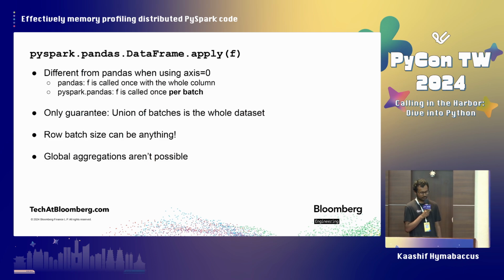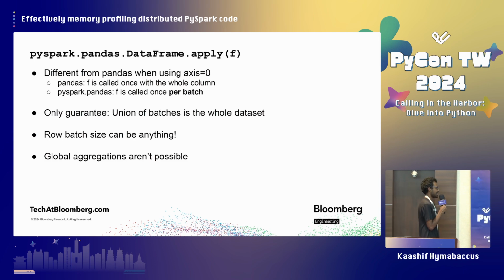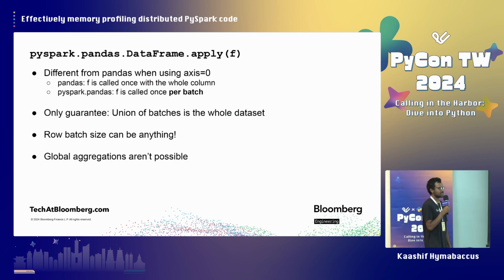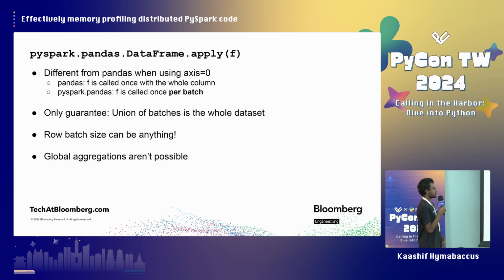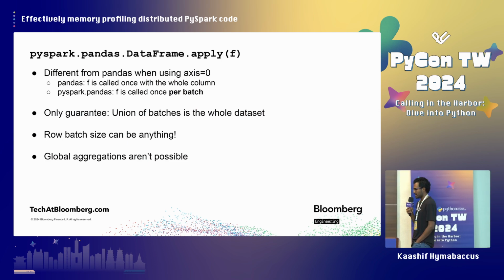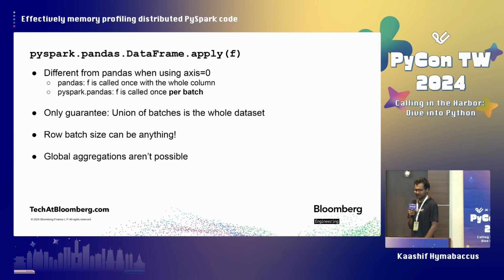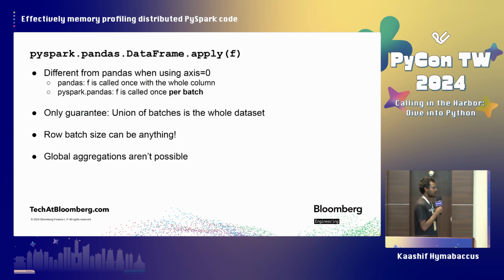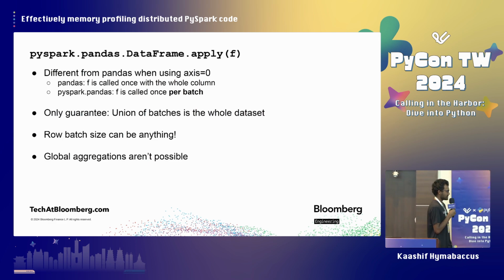and that will work fine. In PySpark, f is called once per batch of rows, and you may wonder, what is a batch? And the answer is that there are really no guarantees about how many rows there are in each batch of rows. All you know is that each batch, when you union those batches up, you'll get the whole data frame, but you don't know anything about how many batches there are. So if you're trying to do something like a global aggregation, like take the average of the whole column, you can't do that in this way. You have to do something else.